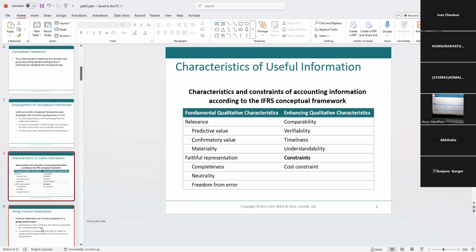However, in order to achieve all those characteristics, you have to keep in mind at what cost. And you always have to remember the cost has to be less than the benefits. Or the other way, the benefits have to be more than the cost.